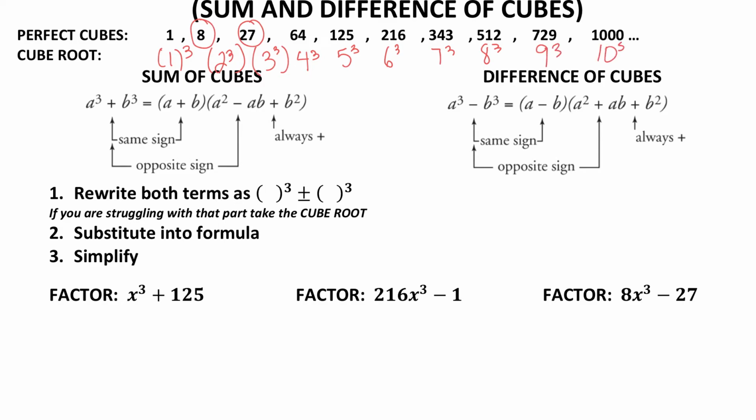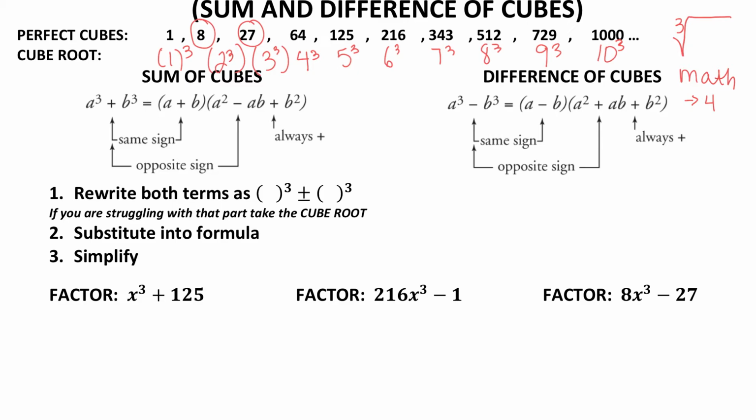Now, if you are not sure whether or not it is a perfect cube, you can use the cube root, which is on your calculator. I believe it's under math, and I believe it's number 4, if I remember correctly. So you can always use the cube root to check if that number is in fact a perfect cube.